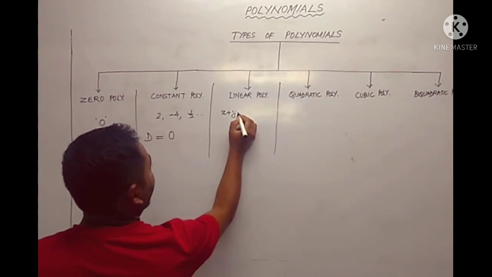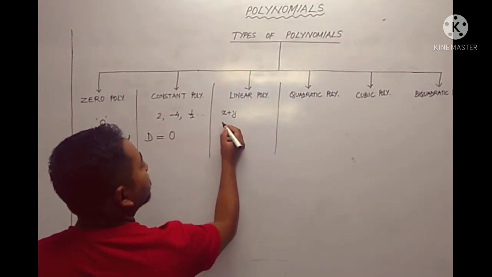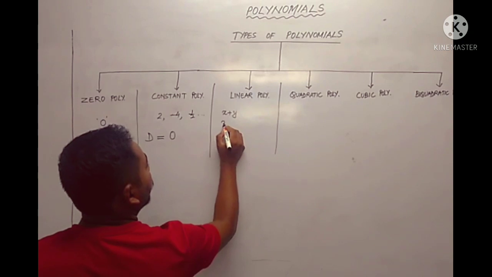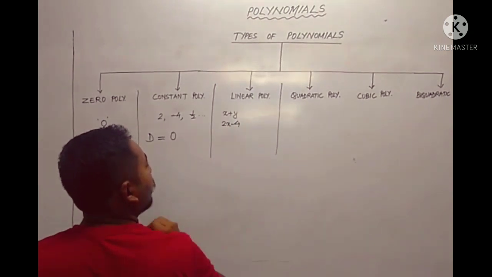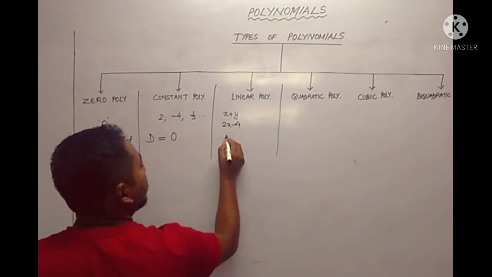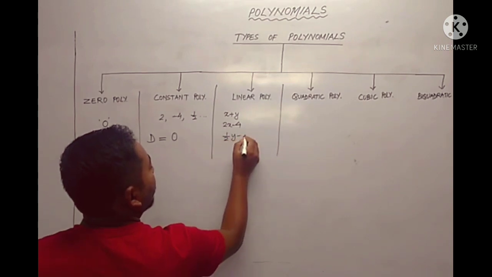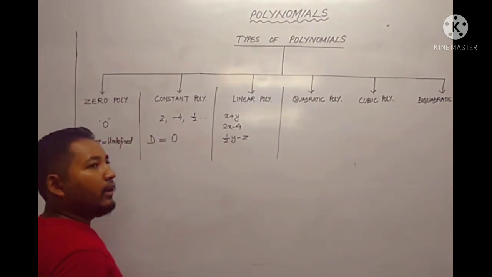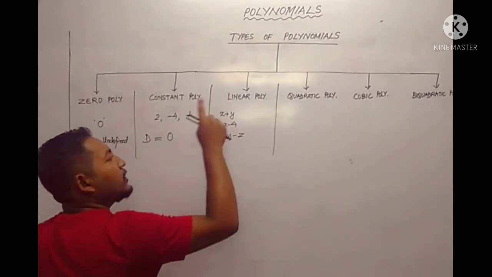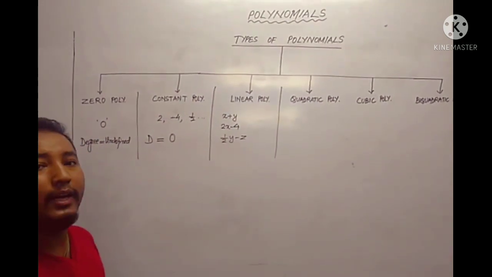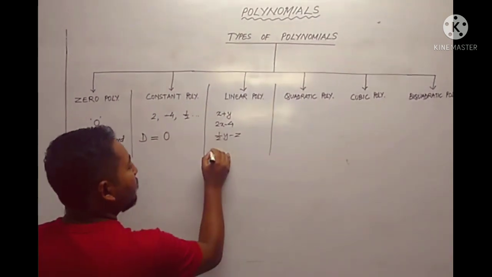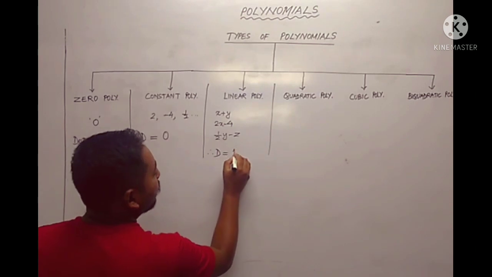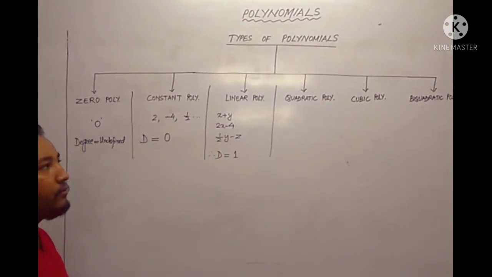x plus y. One example. Another example I can give you: 2x minus 4. I can give one more example: 1/2y minus z. If the highest power is 1, it is called a linear polynomial. So therefore degree equals 1.